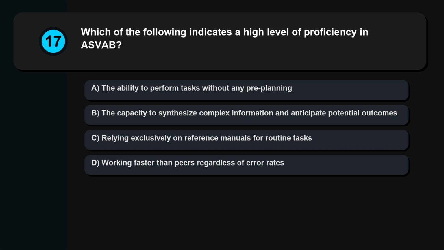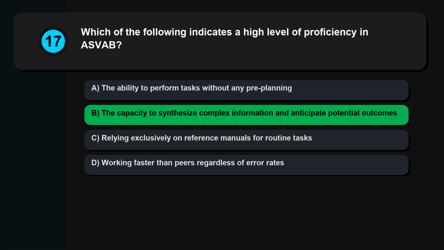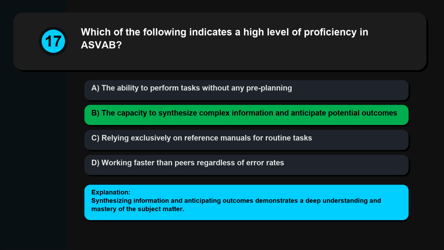Question 17. Which of the following indicates a high level of proficiency in ASVAB? The ability to perform tasks without any pre-planning, the capacity to synthesize complex information and anticipate potential outcomes, relying exclusively on reference manuals for routine tasks, working faster than peers regardless of error rates. Synthesizing information and anticipating outcomes demonstrates a deep understanding and mastery of the subject matter.